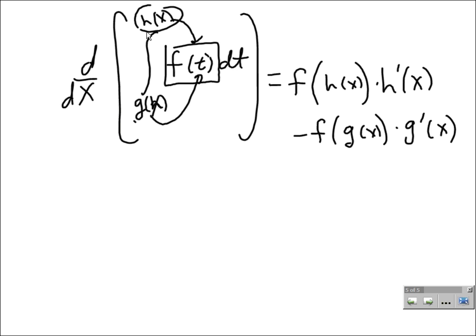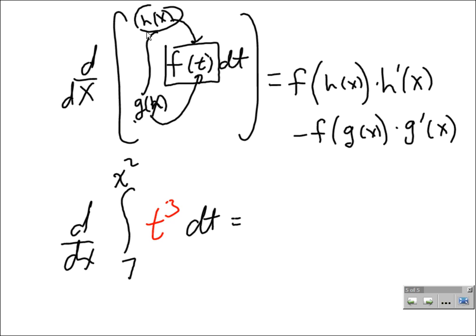For example, if you had the integral of t cubed dt, and you're going from 7 to x squared, and you're asked to find the derivative. Now there's two ways of doing this. You can evaluate this integral and then take the derivative of your answer, or you can just do this.